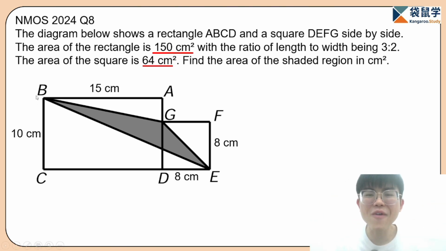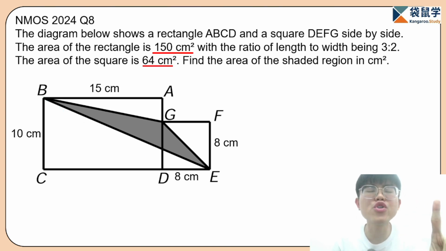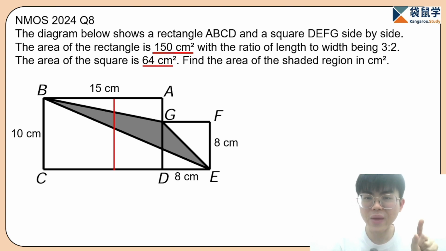I believe that some of you might just try to draw a line from B to D. But actually, this line is a diagonal of the rectangle, not a diagonal of the square. Therefore, it is not parallel to GE. So actually, what we can try to do is to construct a square ourselves. We can draw a line like this, and let's name it as the point M.